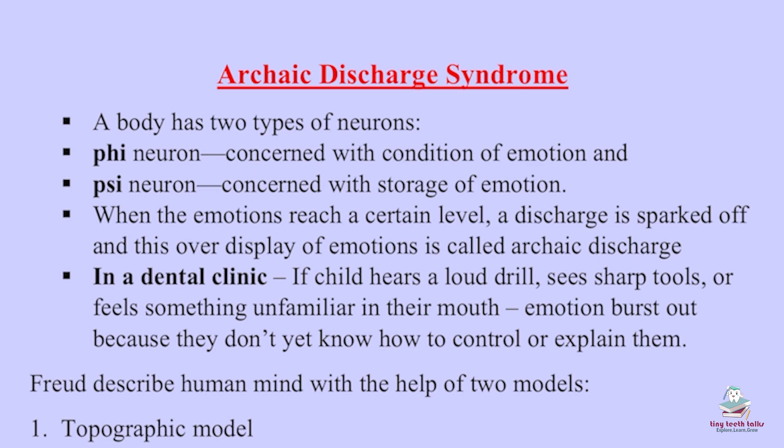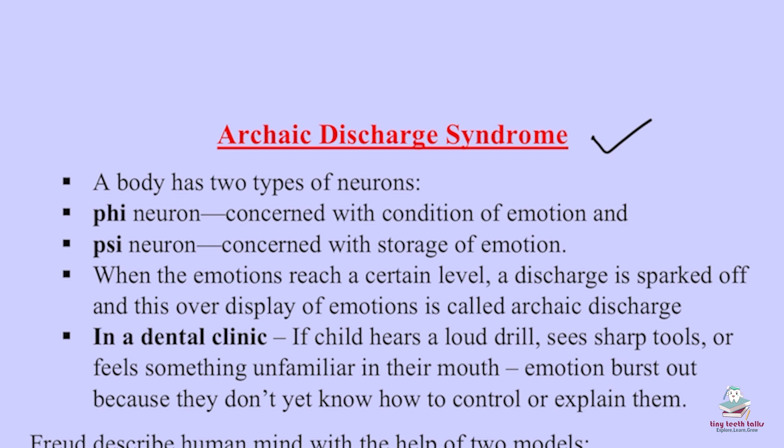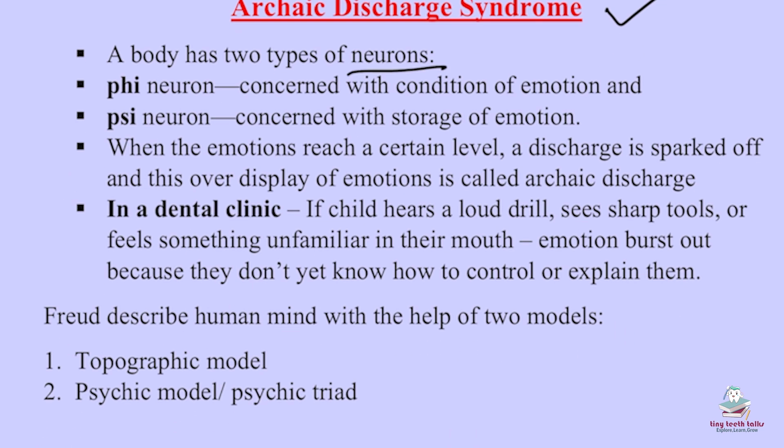He advocated the method of free association, which means the person should say everything that comes to his mind, regardless of how trivial and embarrassing it might be, and by that he gave the first concept, which is archaic discharge syndrome. So he said that the body has two types of neurons: phi neurons, which are concerned with the condition of emotion, and C neurons, which are concerned with the storage of emotion.